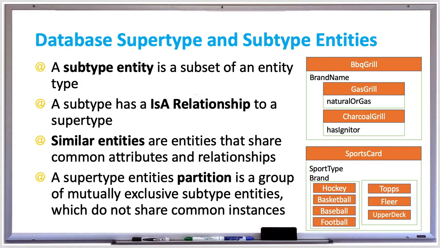Databases have supertype and subtype entities. A subtype entity is a subset of another set of entity instances called the supertype entity. For example, cars are a subset of vehicles, so car is a subtype entity of the vehicle supertype entity. When creating an ER diagram, place the subtype entities within the box for the supertype.